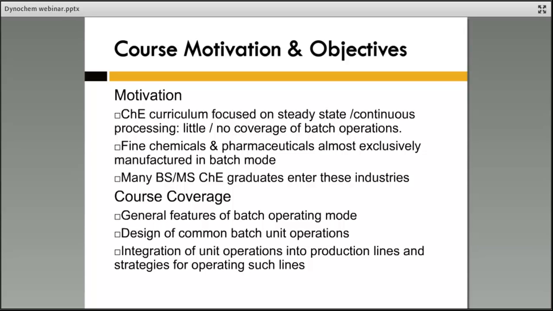So the idea of this course is really to cover the basics: what are the features of the batch operating mode, what are some of the common unit ops, and how do they differ from the steady state. And then I do like to end the course with a little bit more of a focus on getting students to think of batch processing as not just a collection of unit ops, but actually these are production lines and should be thought of as processes just as we do in the continuous setting. So that's kind of the motivation and objectives.